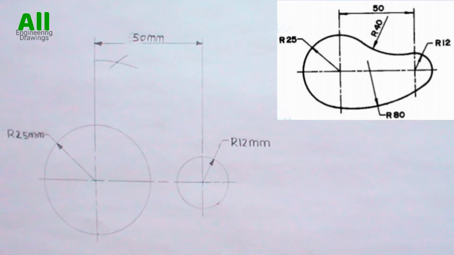Now place your compass at this point where the arcs intersect. With radius 80 mm, produce the tangential arc.